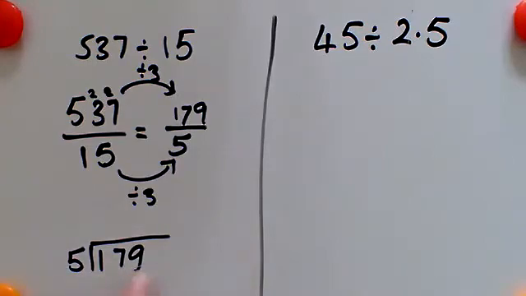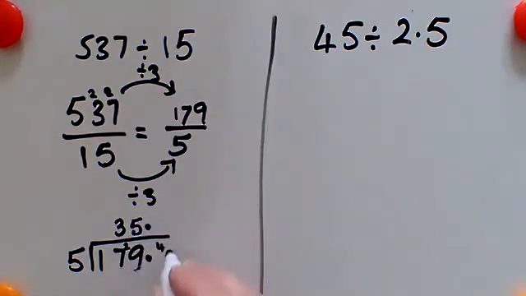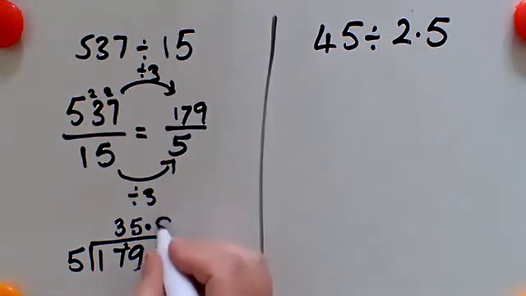5s into 1 doesn't go, 5s into 17, 3 5s are 15, so carry 2. 5s into 29, well 5 5s are 25, but I've got to carry 4. Now to carry the 4, what I need to do is put my decimal position in there, and I can follow this decimal position by any number of zeros that I need. In this case, 5 into 40 is 8, so my answer is 35.8. And I don't need to do any more calculations or adjustments at all. That is my answer, 35.8.